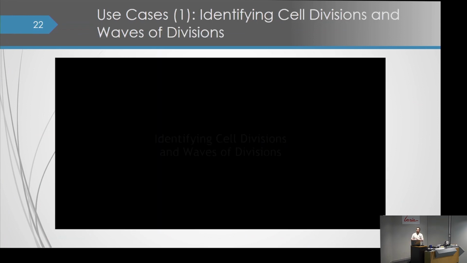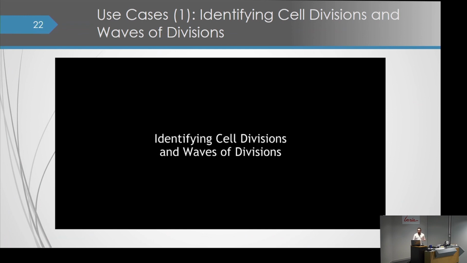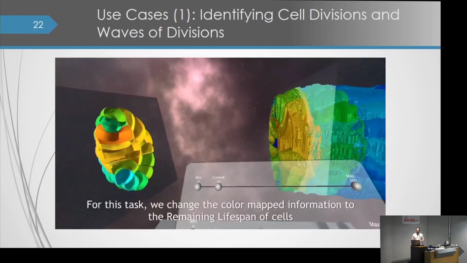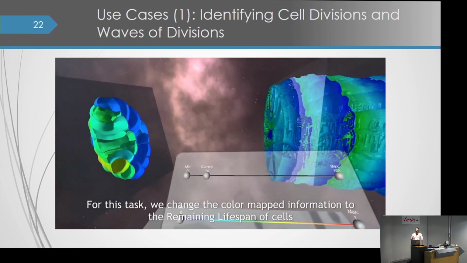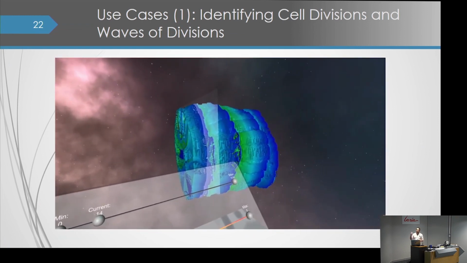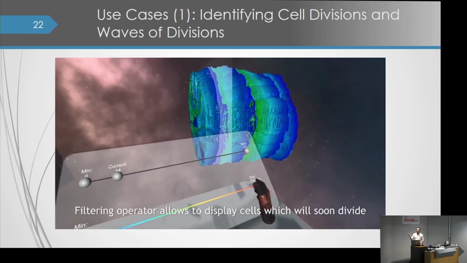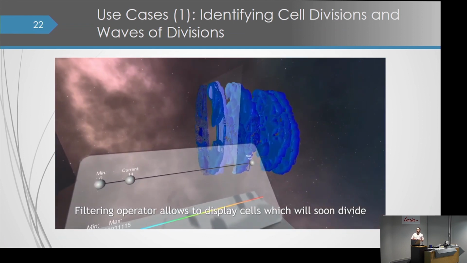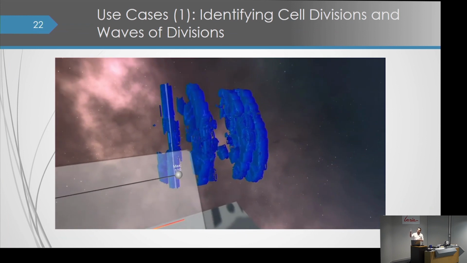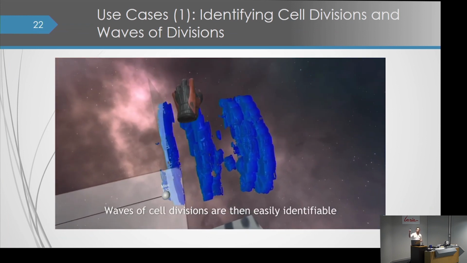Here we represent a few analytical use cases involving these juxtaposed views and the space-time cube method. The first one is about identifying cell divisions and waves of cell divisions in our data sets. Basically, in embryology development, there are some moments where a lot of cells divide at the same time. Here the user can use the information of the time before the next division and filter the superfluous information to highlight only the places with waves of divisions, which can appear clearly on the 3D view.